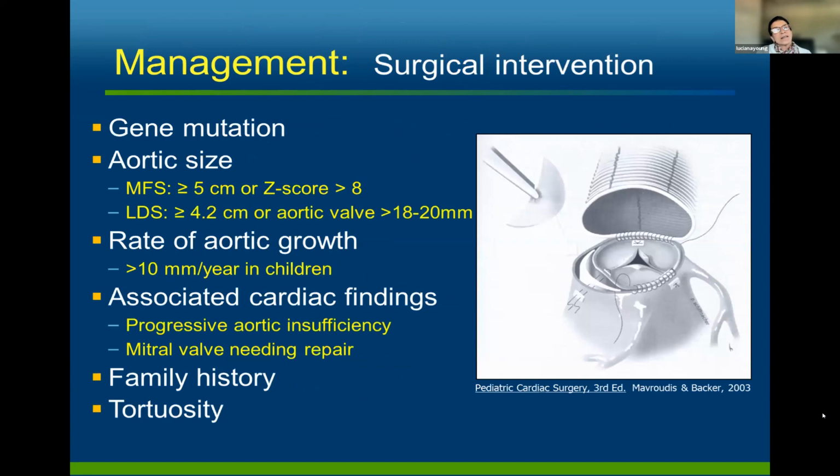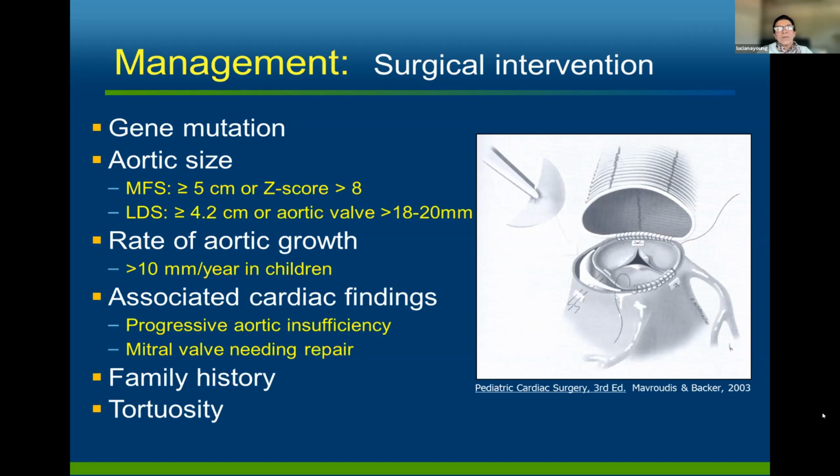Management surgical intervention is typically dependent on gene mutation. If it's a more severe or more rapidly progressive gene mutation, then surgical intervention may need to be undertaken sooner. In adults with Marfan syndrome, as previously noted, an aortic diameter of greater than 5 centimeters, or in children, a Z-score of greater than 8, would be when we would start thinking about surgical intervention and repair. For Loeys-Dietz, again, those dimensions are smaller. And most importantly, in children, we try to get to an aortic valve annulus that's at least 18 to 20 millimeters, so that in the event that the aortic valve needs to be replaced, we can put in a larger size annulus or a prosthetic valve in that place.